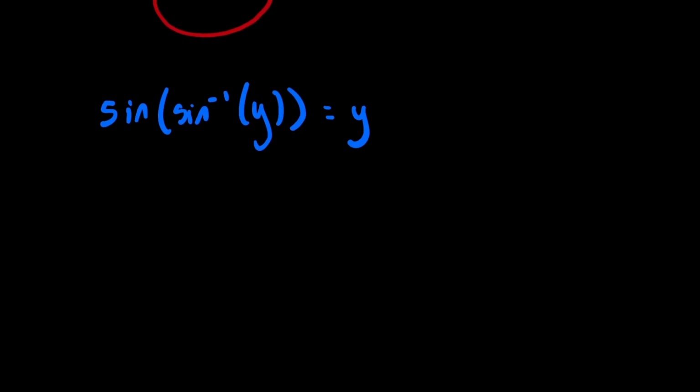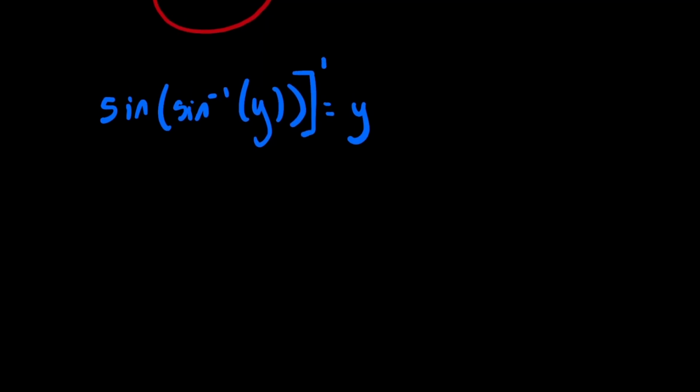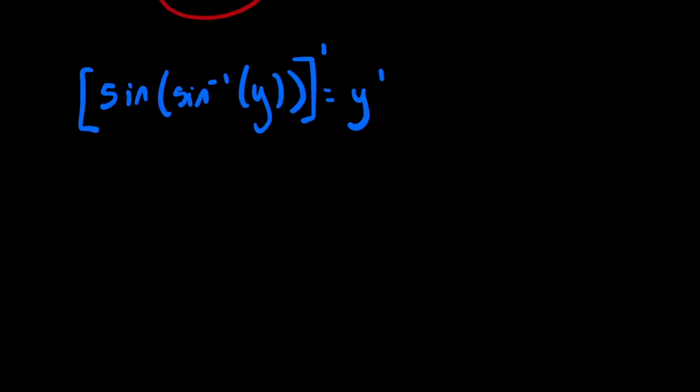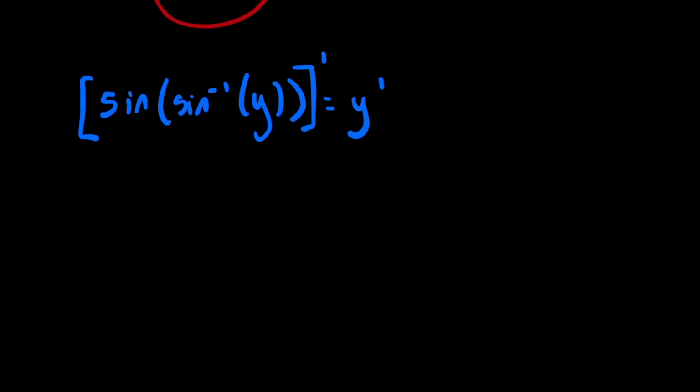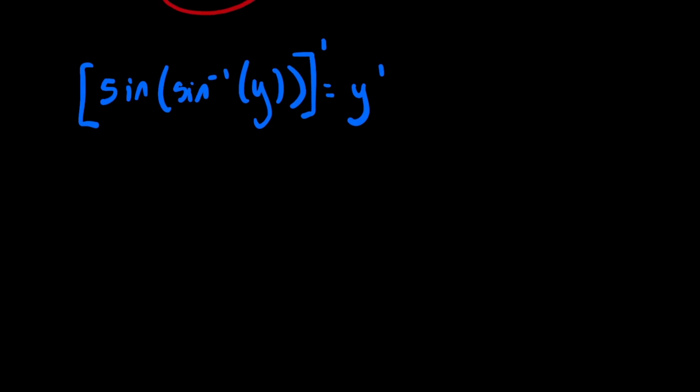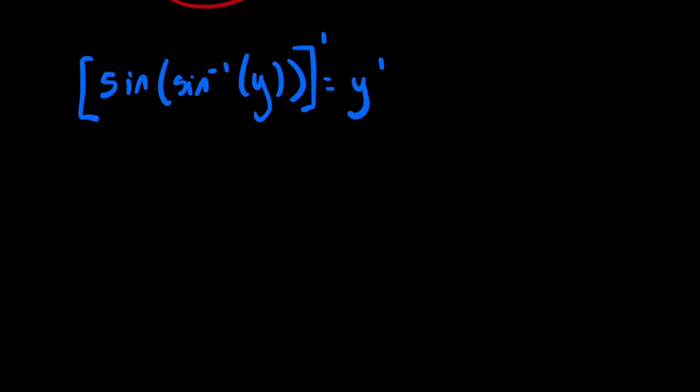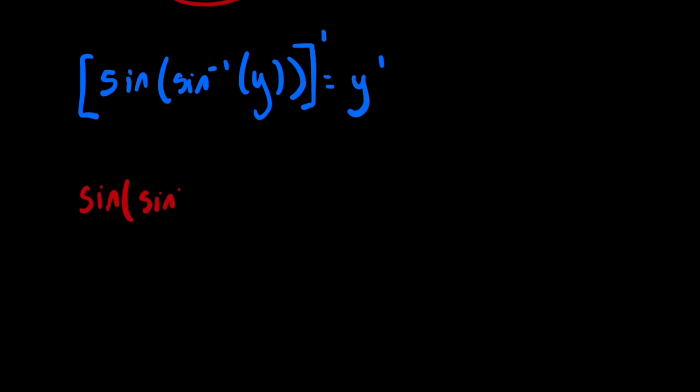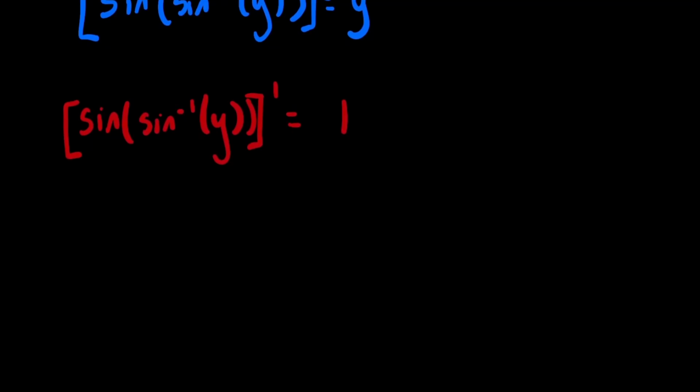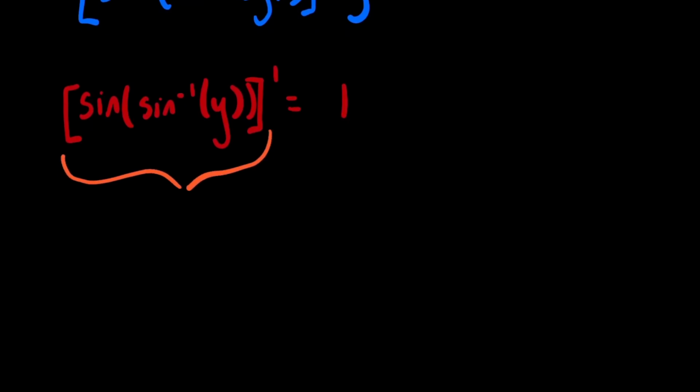From here, we can take the derivative of both sides, because whatever you do to one side, you'll want to do to the other. And we know that the derivative of y, because it is a single variable, will simply be 1. It's no different than taking the derivative of x. So we can say that sine of inverse sine of y differentiated is equal to 1.